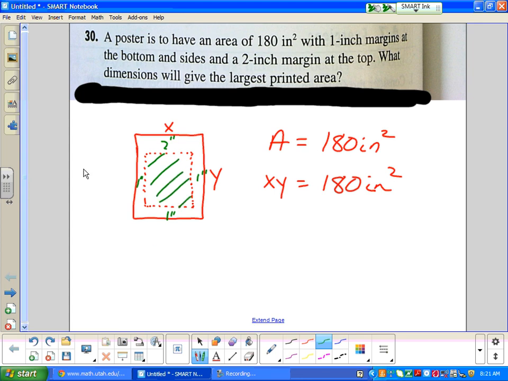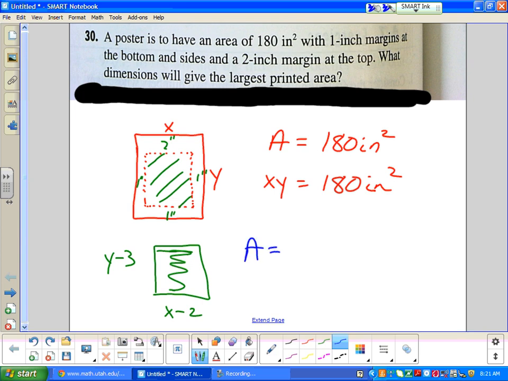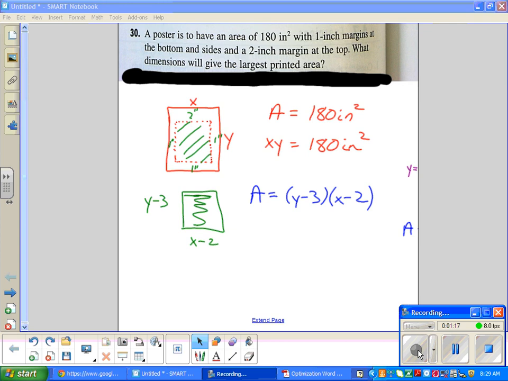If I redraw the print area by itself, using the variables, you guys agree that the width is X minus 2 because it's 1 inch on each side? And what's the height? Y minus 3. What do I want to do with this green print area right here? Optimize it, max or min. I want max. So I have the area of the print, which I'll write in blue here. Area equals Y minus 3 times X minus 2. I would like to maximize area.